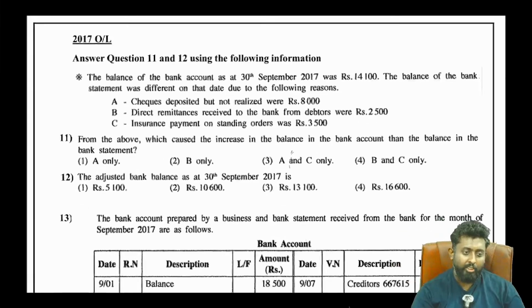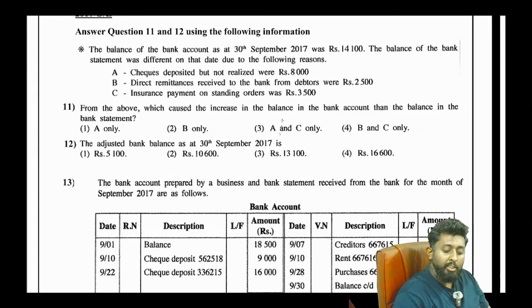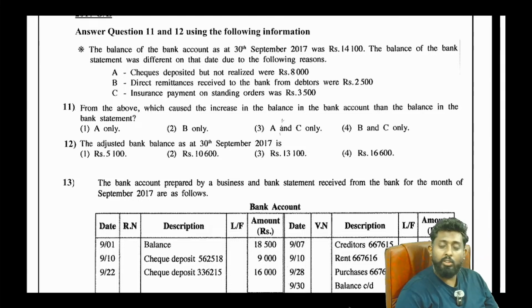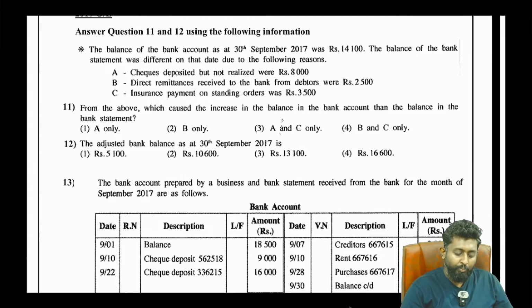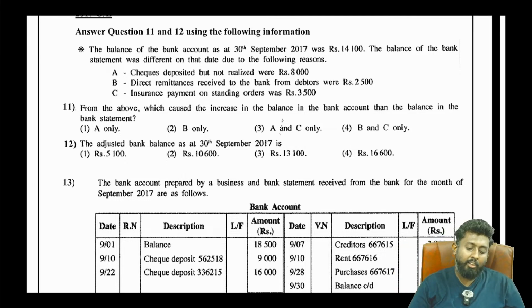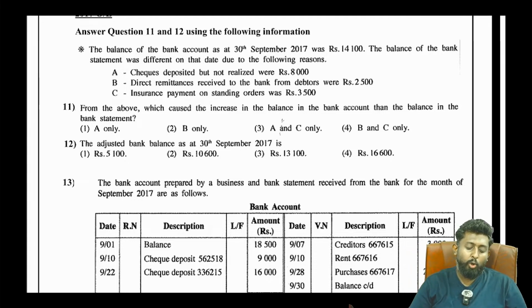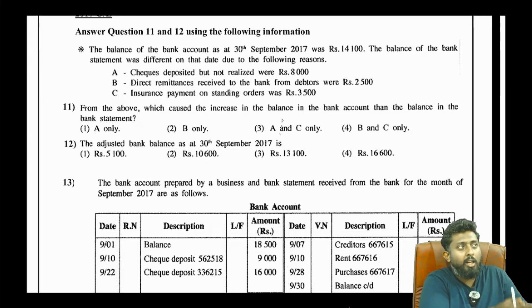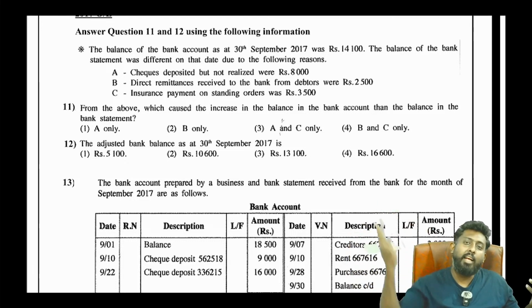So let us even check another one, an MCQ from 2017 O level. They are saying, putha, the balance of the bank account was 14,100. Balance of the bank statement was different, and these are the reasons. Now they are saying from the above, these are 3 reasons. What are the reasons? Unrealized check, direct deposit, and standing order payment. From the above, which caused the increase in balance in the bank account than the balance in the bank statement? What do they mean? Our bank account balance is more than the bank statement means we haven't minused or the bank haven't added. Is it clear?